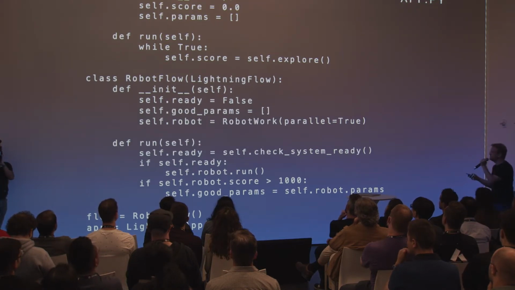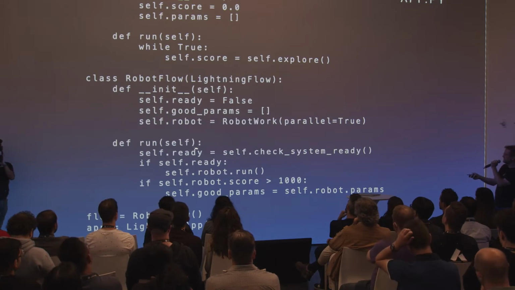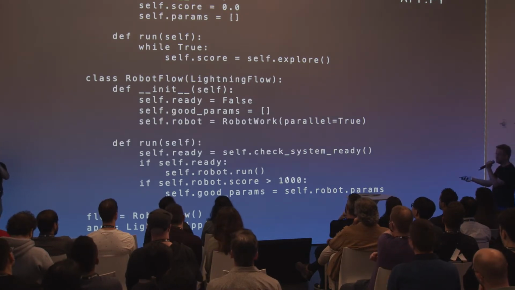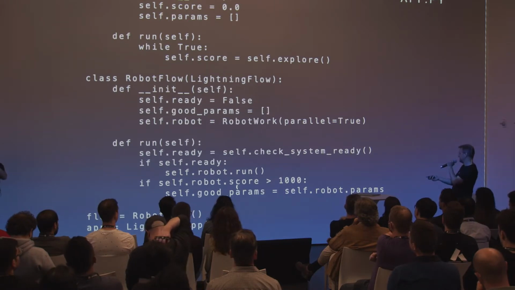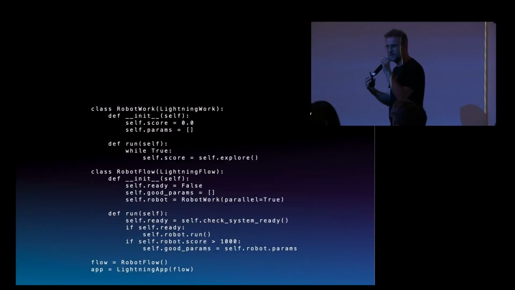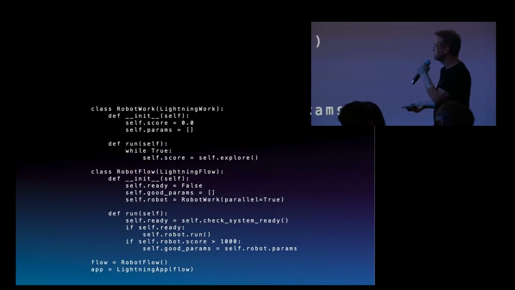But then you would want to say, okay, now I check if the system is ready, then I start my robot, and when the score of the robot is more than 1,000, which is a nice number, then I'm going to save the good parameters, because this robot will have unlocked the right way to explore its environment.